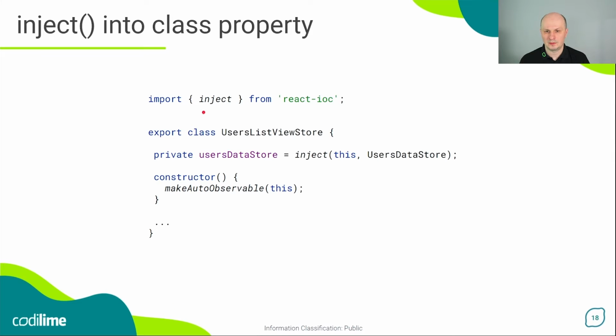The next helper is inject from the react-ioc library, which allows you to inject other stores inside one store. So when we have the class users list view store, which is a MobX store, we may also create the class property usersDataStore, where we want to inject another store. We need to pass this reference. This is a requirement of this library. So inside the code of this store, we can access the users data store by this.usersDataStore.